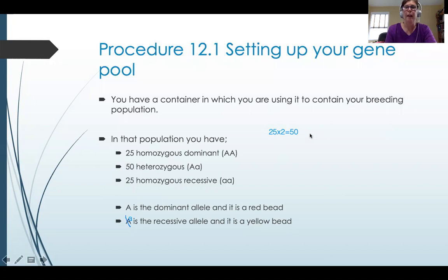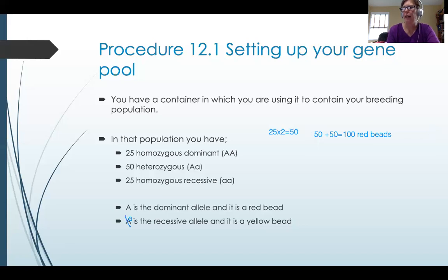So remember, not only do I have the 25 homozygous, but I also have 50 heterozygous. So I also have an additional 50 big A's. So I have to add that together. My 50 plus my 50 is going to give me 100 red beads. So I have my original 50, and then my 50 from my heterozygous.